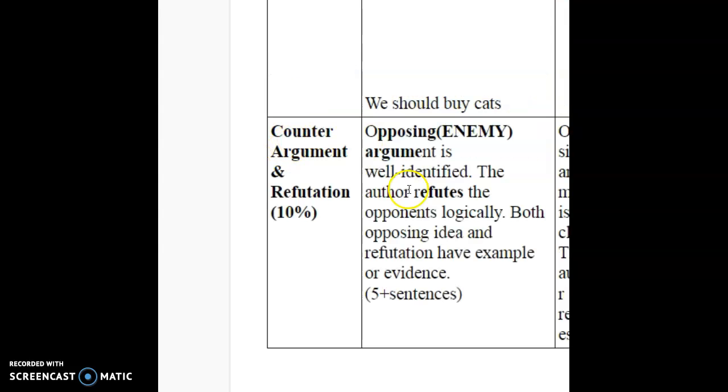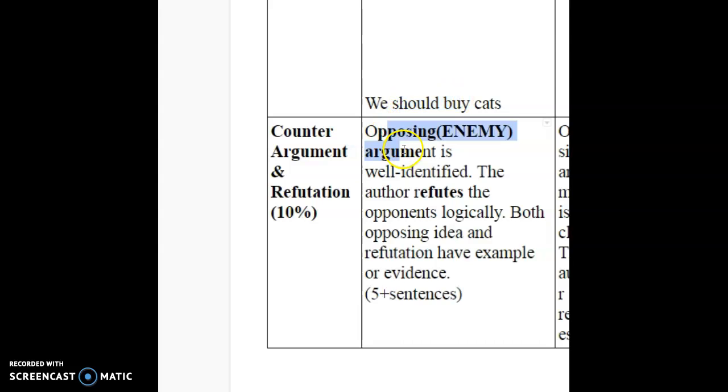The next part is the third body paragraph. Okay, so this is the third body paragraph, and this body paragraph is going to do something slightly different. It's going to have a counter argument and refutation. So basically what this means is that in this third body paragraph, you're still arguing the same side of your argument. So for example, if we use this topic of people should buy cats, and let's just say I'm against it, so I think people should not buy cats as pets, then my first two body paragraphs are going to give a reason why people should not buy cats, and a second reason why people should not buy cats.